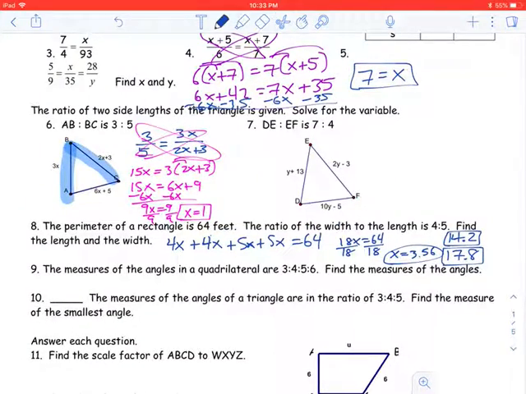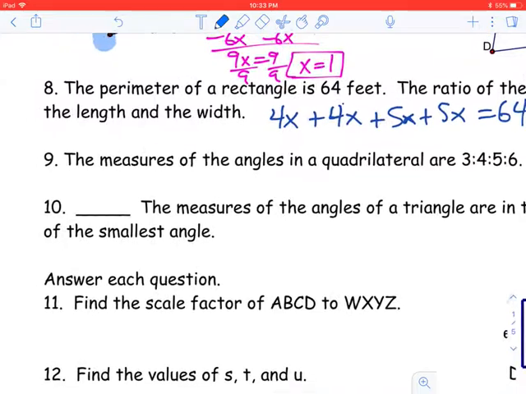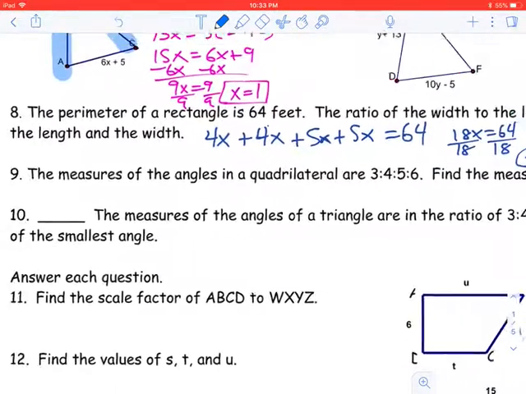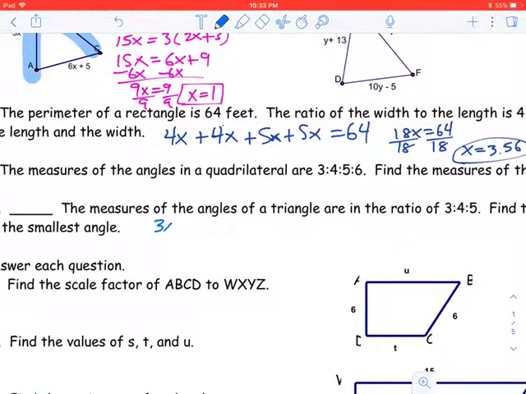Okay, so for number 10, it's very, very similar. The measures of the angles of a triangle are the ratio 3, 4 to 5. So find the measure of the smallest angle. Well, again, the measures of the angles of a triangle add up to 180. So it'd be 3x plus 4x plus 5x equals 180. So when I add those together, I end up with 12x equals 180.